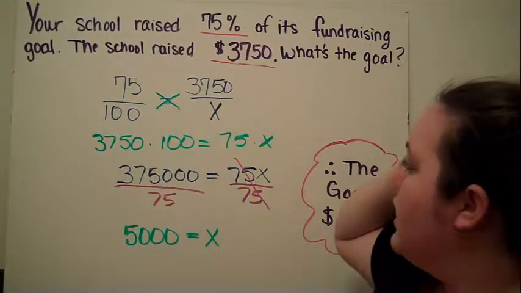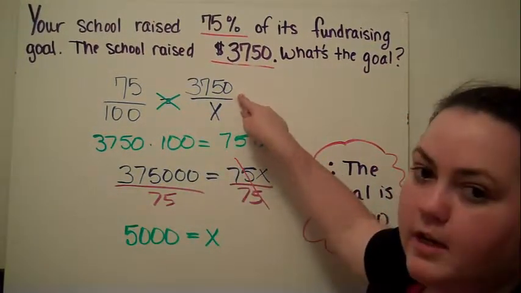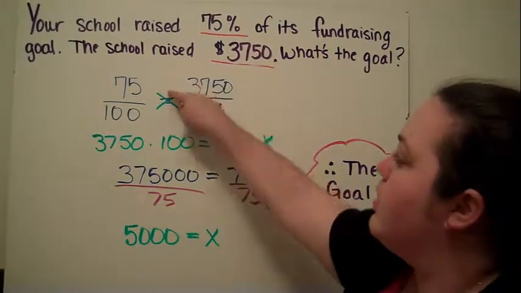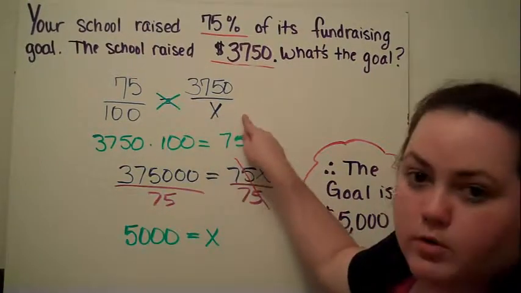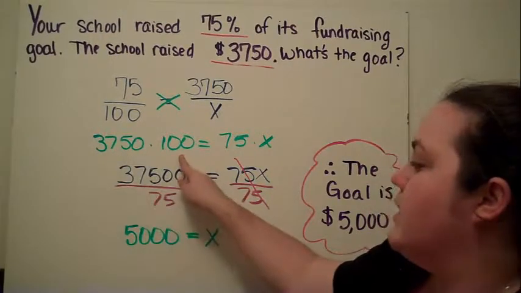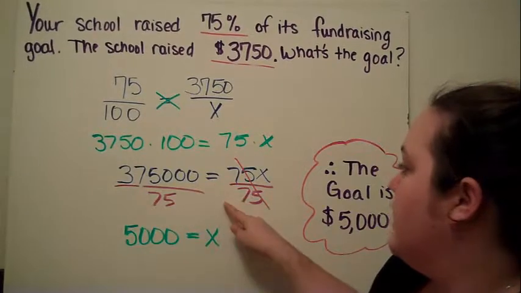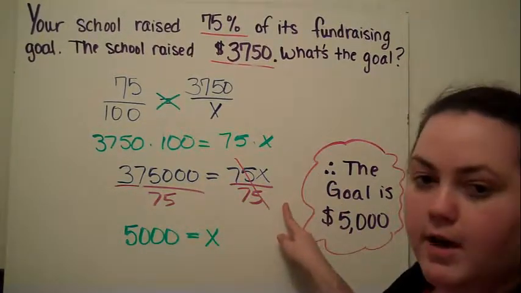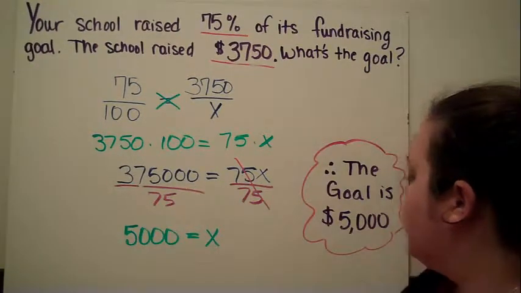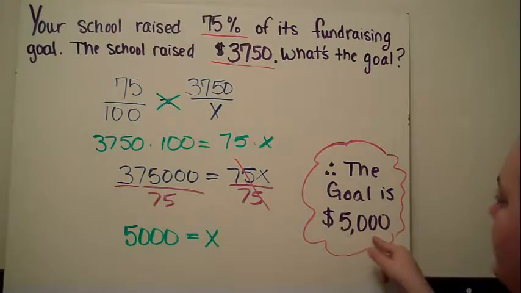Okay, so 75 over 100 equals 3,750 over my total. So this is the part that they've earned over the total. I don't know what the total is yet. Okay? Cross multiply: 3,750 times 100 is 375,000 equals 75 times x is 75x. Divide both sides by 75. I get x equals 5,000. So my fundraising goal was $5,000.